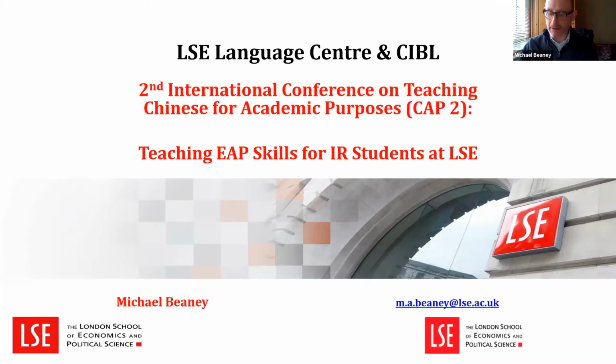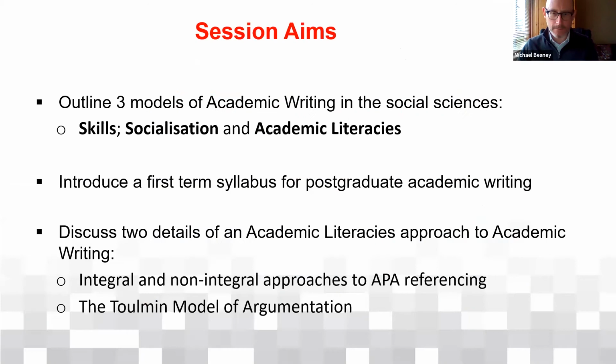I'll just give a little bit of background, first of all, to the course that I teach on, basically. And what I plan to do in this short session is three different things. I'm just going to outline three different theoretical models of academic writing in the social sciences that have been very impactful on my own approach to teaching and lesson planning and syllabus planning.